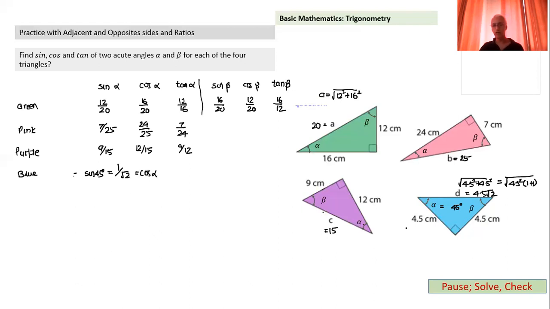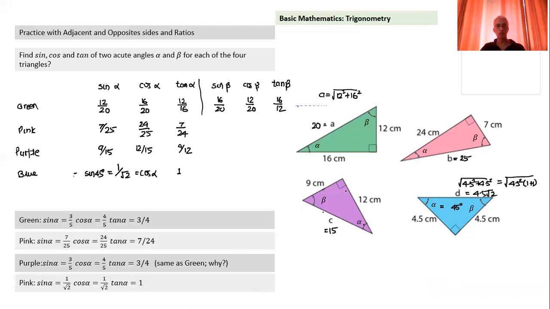From this triangle, we have arrived at value of sine of 45, cos of 45, and tangent of 45. Tangent of alpha will be opposite by adjacent, which is 4.5 divided by 4.5, equal to 1. So with the help of this triangle, we have found the ratios for angle of 45 degree. So what is needed to find these ratios? If we know two sides of the triangle and the angles, we can calculate those ratios, which we apply later.